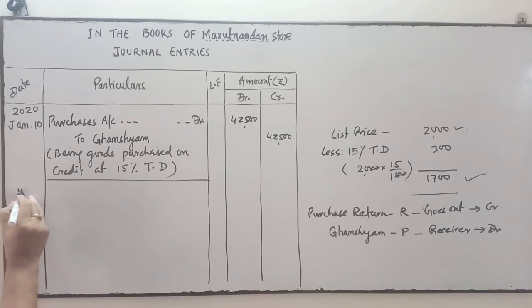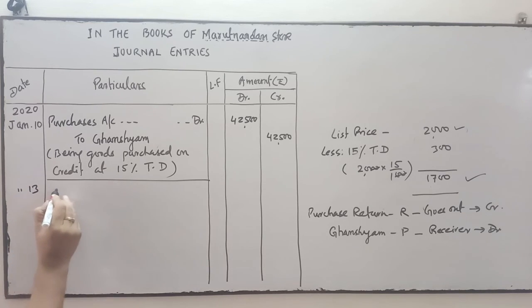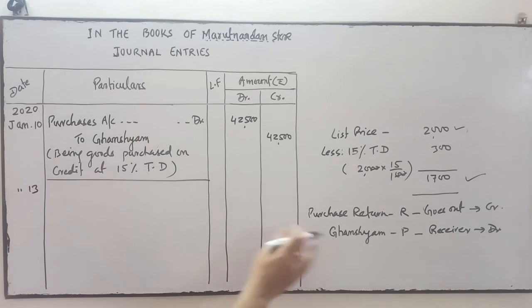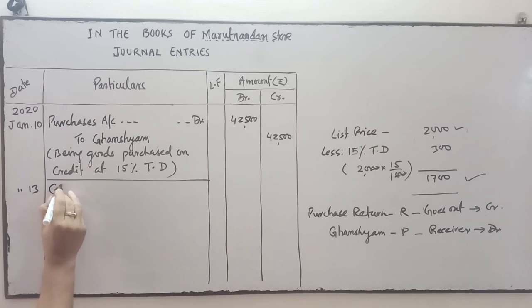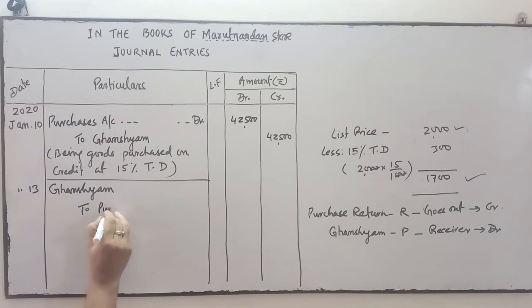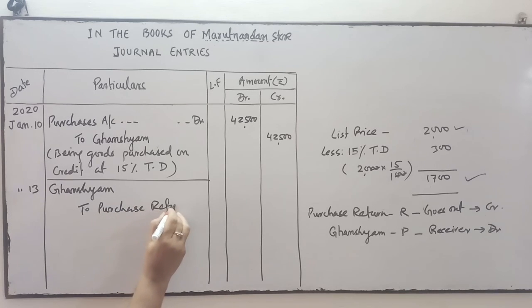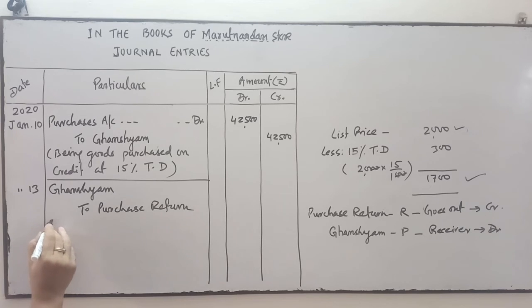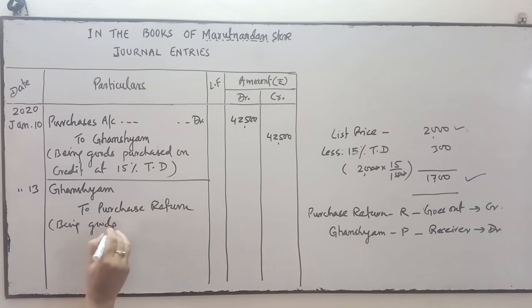So your date is January 13. Ghanshyam account will be debited, to purchase return. Purchase return is also known as return outward. So we will write the narration: being goods returned.